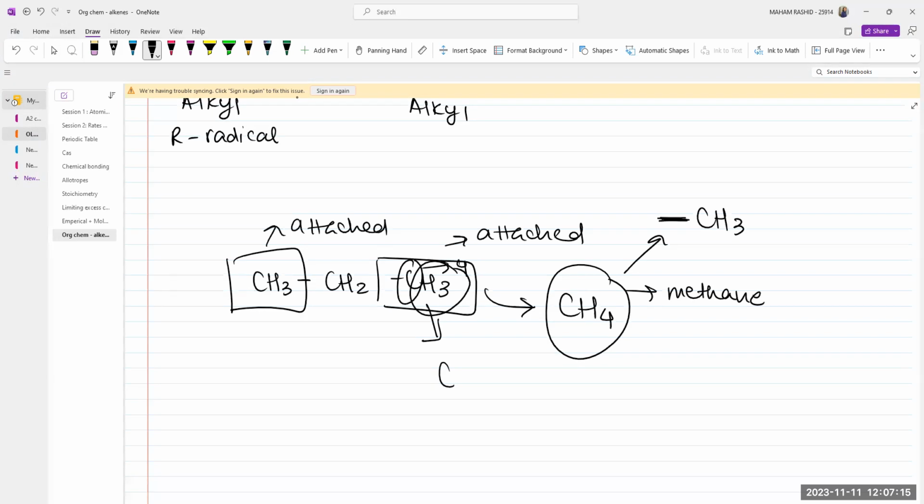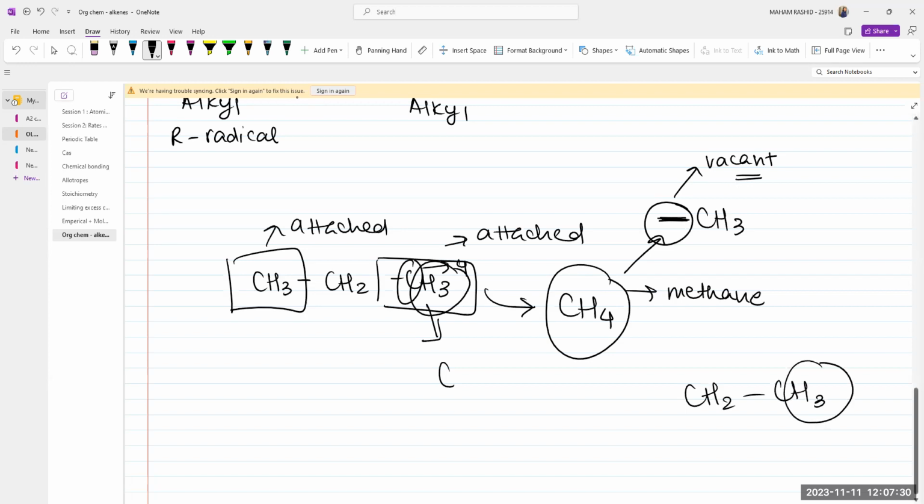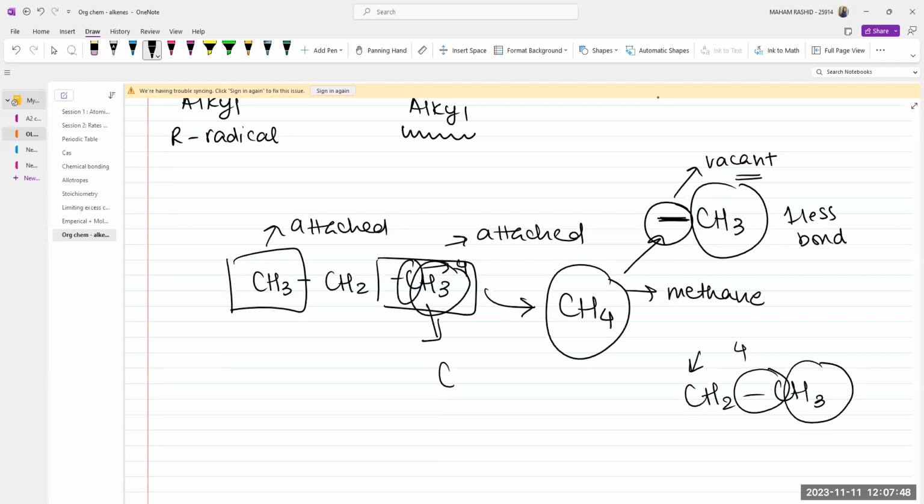And why is this a CH3? Because this bond is still vacant. It's not attached anywhere, right? Unless I attached it here like this. Now this means that C has made 3 bonds with hydrogen and 1 bond with this carbon here. So it has 4 bonds now. But when I say that I have a CH3, this means that there is 1 less bond here, right? Now when I have 1 less bond here, this gives me an alkyl group.